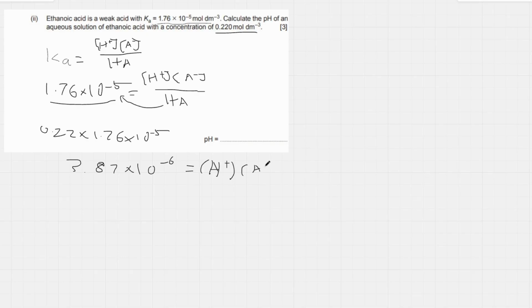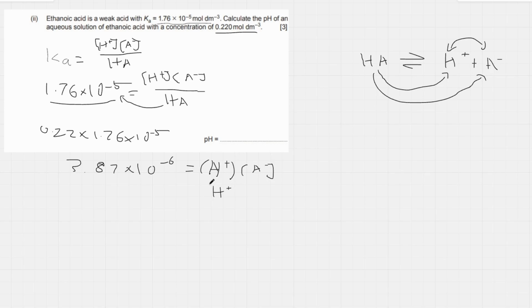times A minus. And interestingly, because this is a pure concentration, it's just ethanoic acid, the dissociation equation actually looks like this, with the amount of HA being dissociated equaling the amount of H plus and A minus produced. So these two are actually the same value because neither of them are reacting with anything. So we know that these two are the same, which means this can just be simplified to H plus squared.